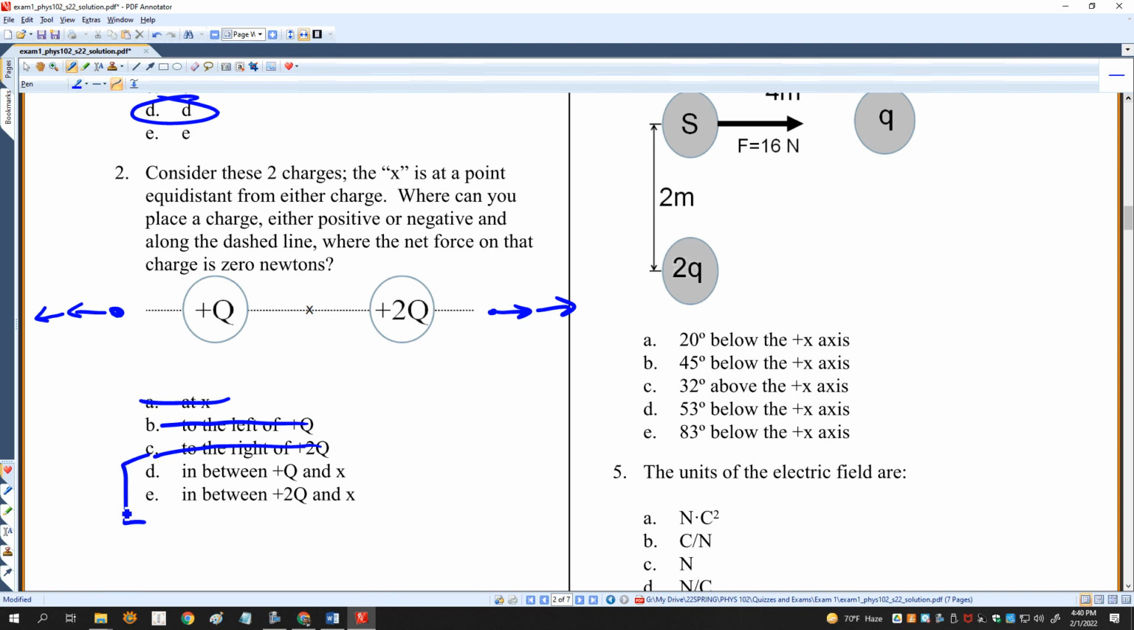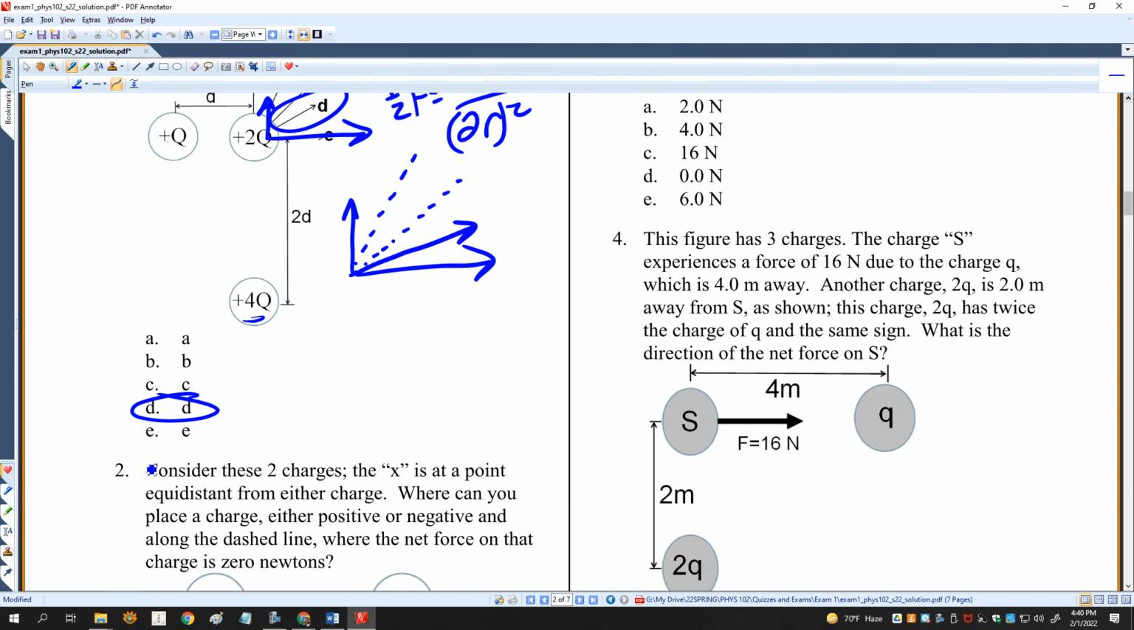And if you remember, I said you want to, in general, get far away from the bigger charges. So let's see how that works out. Due to the plus q charge, I get a force in that direction. Now I would get a force that's twice as big for the plus 2q, except I'm farther away. So I'm going to get a force that is possibly the same size. So that means it's in between plus q and x. So number 2 is D.